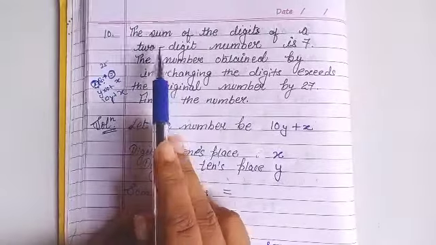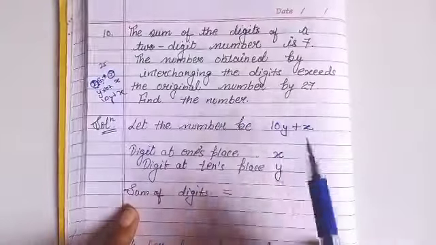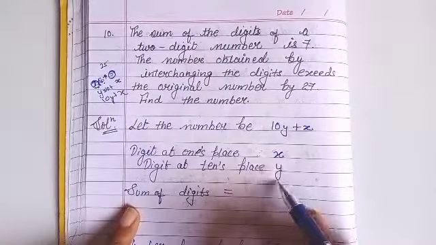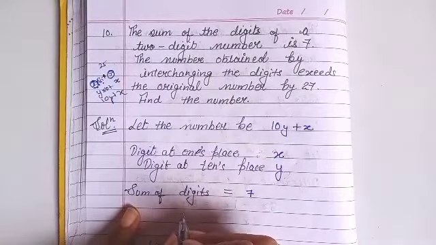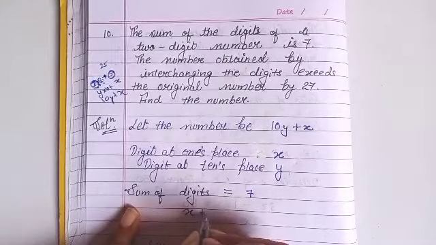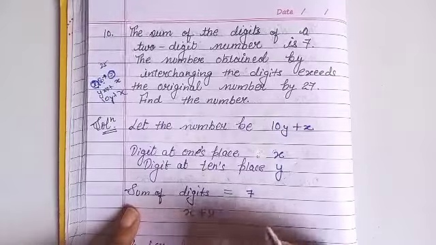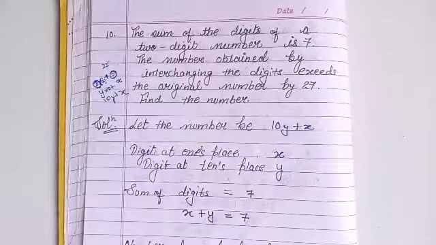Then they said the sum of the digits of the two-digit number is 7. The sum of its digits is how much? 7, right? And mathematically, in an equation we can write it as the sum of the digits, the digit at ones place and the digit at tens place, their sum is equal to 7, right?